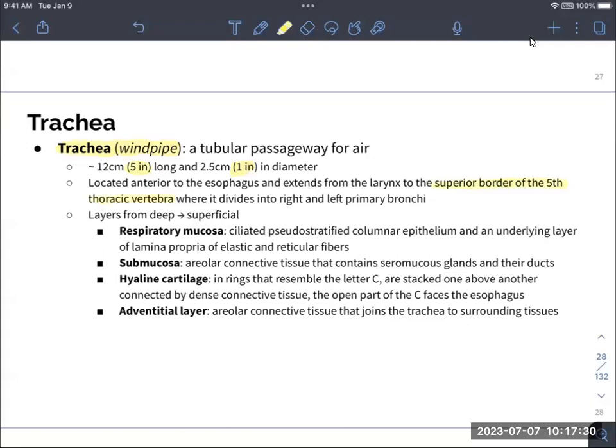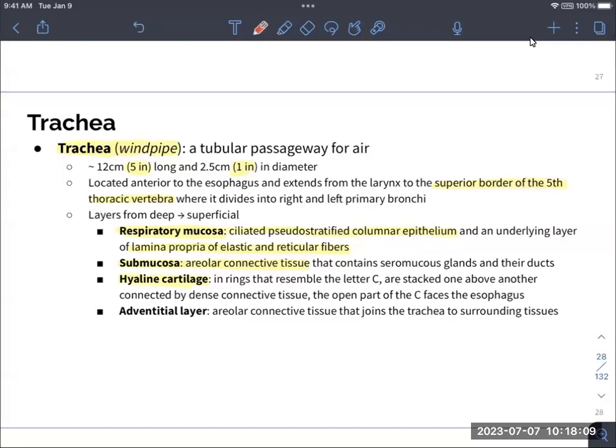So there's different layers to the trachea, just like there's different layers to everything else. We have that respiratory mucosa, which is that ciliated pseudostratified columnar epithelium. That is attached in that trachea by the lamina propria of elastic and reticular fibers. That helps hold that epithelium down. Underneath that, we have the submucosa, which is connective tissue. Underneath that, we have hyaline cartilage rings.